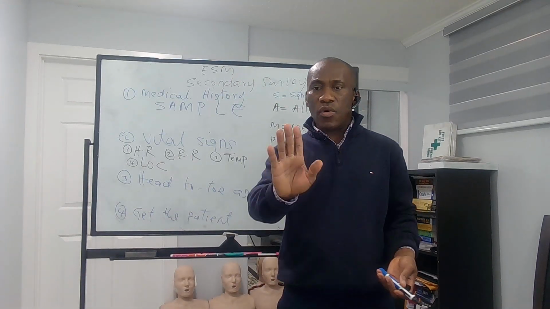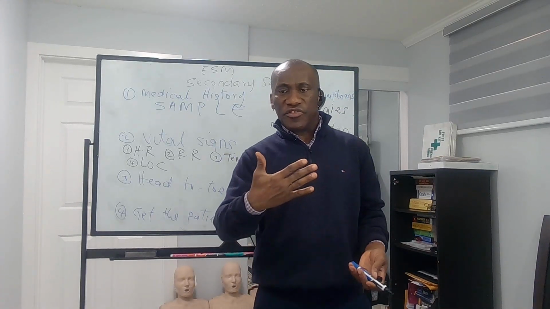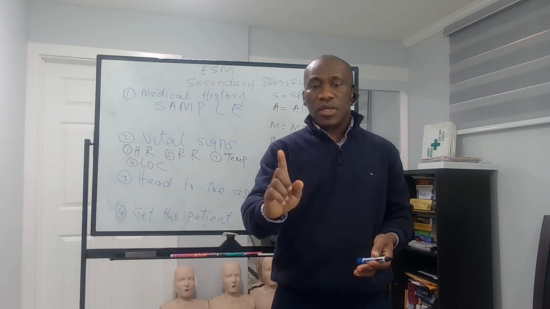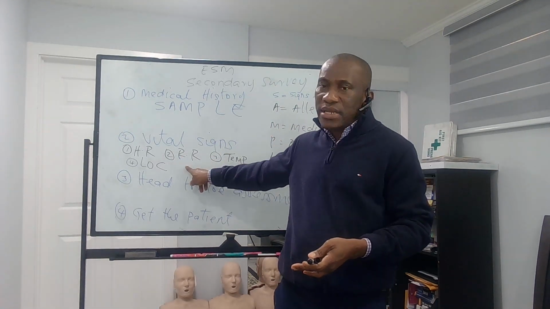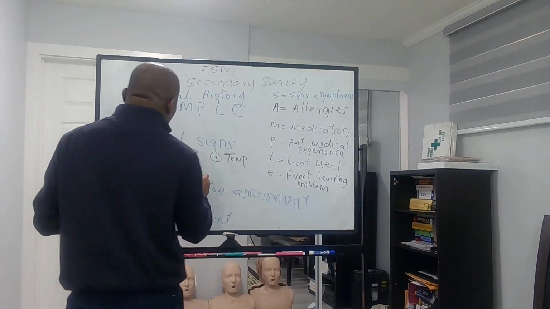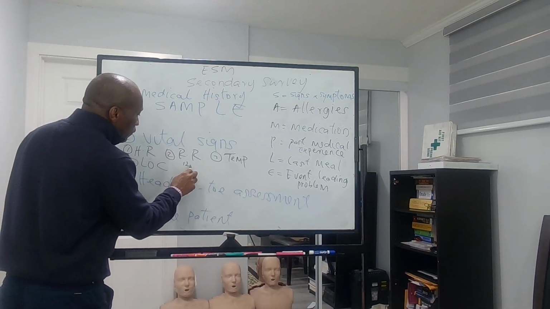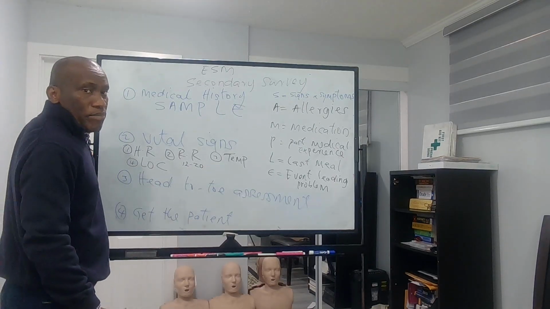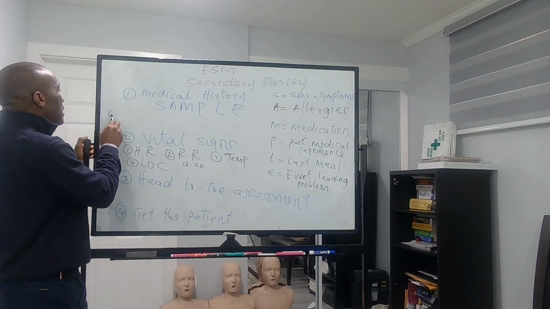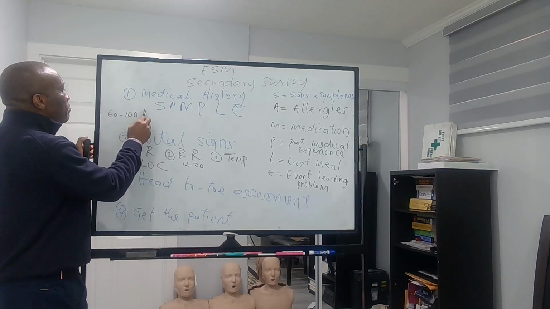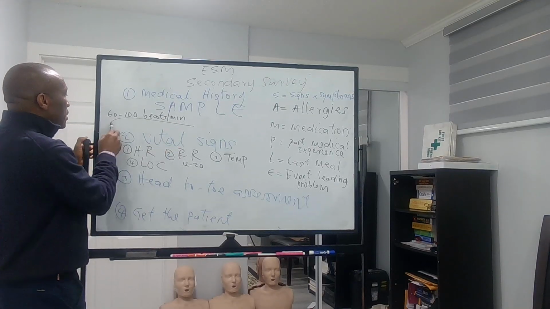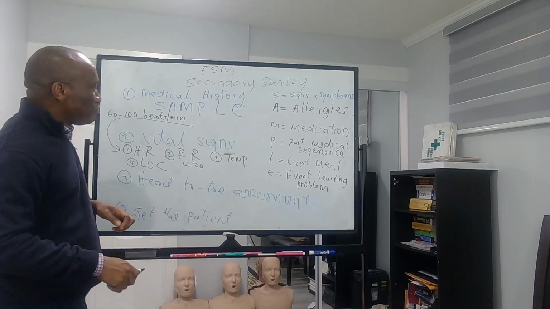Respiration rate: you watch the chest of your patient, the chest rise and fall. Remember that the rise and fall is 1 count. So how many times is the person breathing in 1 minute? If this is an adult, you expect 12 to 20 breaths per minute. For pulse, you expect 60 to 100 beats per minute. This is for an adult, per minute, for heart rate.